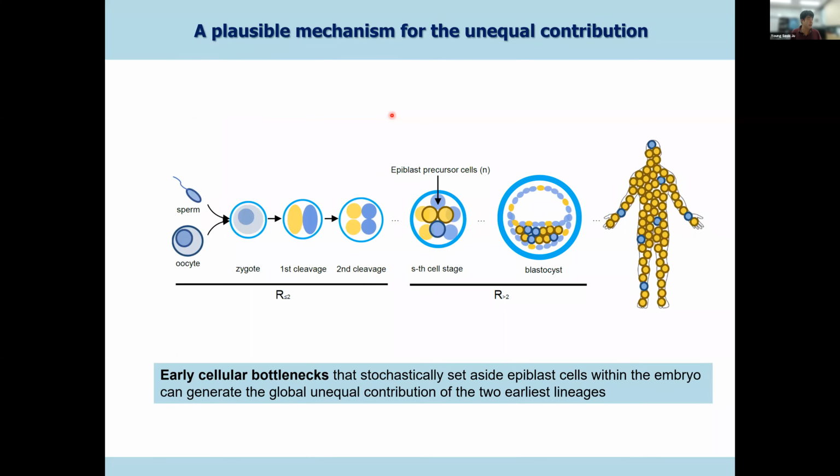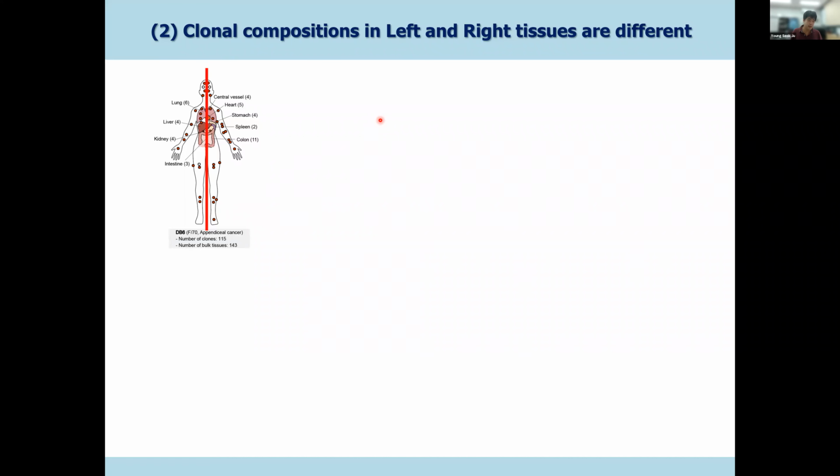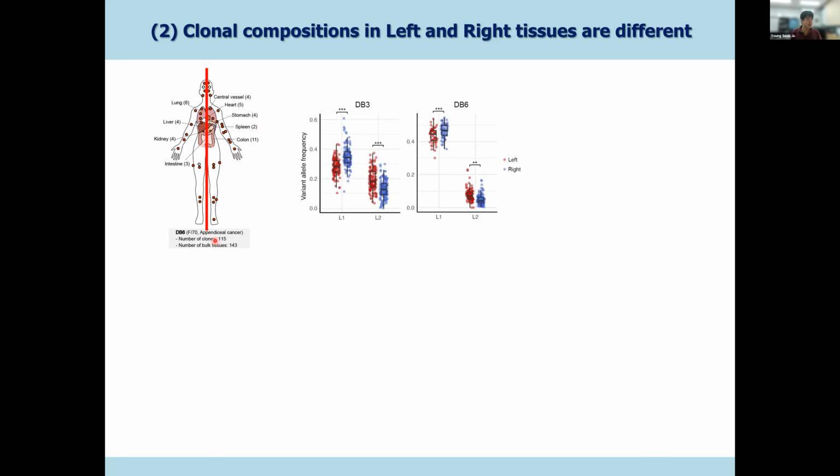So for example, we can check or confirm the clonal composition of many different tissues. The first one is systematic differences between left and right tissues. For example, in DB6, as you can see here, this is the left and right tissues, and the clonal compositions are different across the left-right axis. The same findings are observed in DB6 as well.